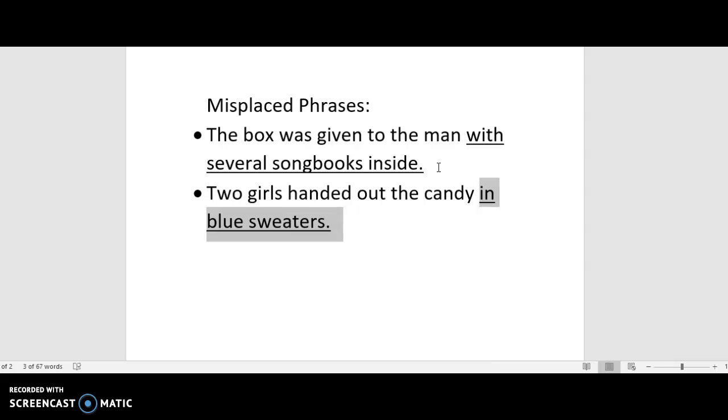Well, it's kind of hard to imagine a man with songbooks inside him. Here's another one. Two girls handed out the candy in blue sweaters. It sounds like the candy was in blue sweaters. So just like with misplaced clauses, we have to be really careful to not misplace our phrases. And we're going to look at a few of those in just a minute.